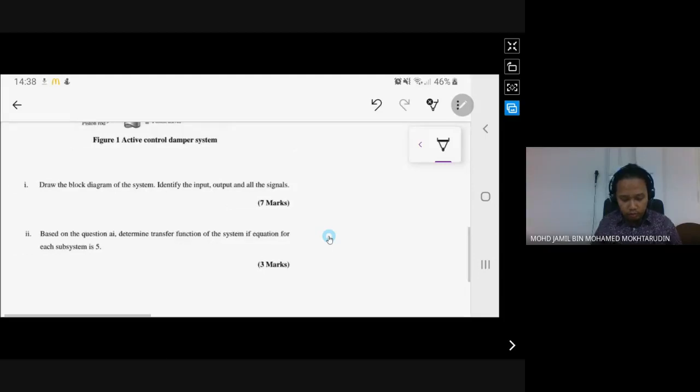So question number 2, based on the question A1, which means this one, determine the transfer function of the system if the equation for each subsystem is 5. So the question here already gives you the clue that each subsystem has value 5. So you need to calculate the transfer function when each subsystem equals 5.